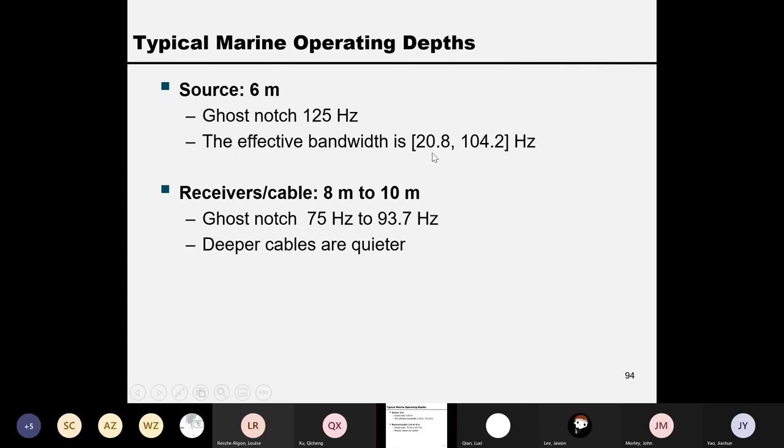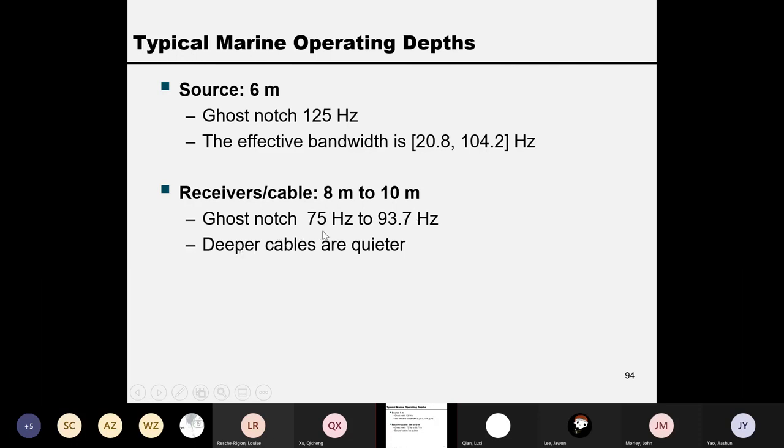So you can see in the field we do lack lower frequency components. Nowadays, typically for PhD study, when you do waveform inversion, you do need low frequency, but in the field we do not have low frequency. Okay, so that's the problem. Receiver is usually between 8 to 10 meters.